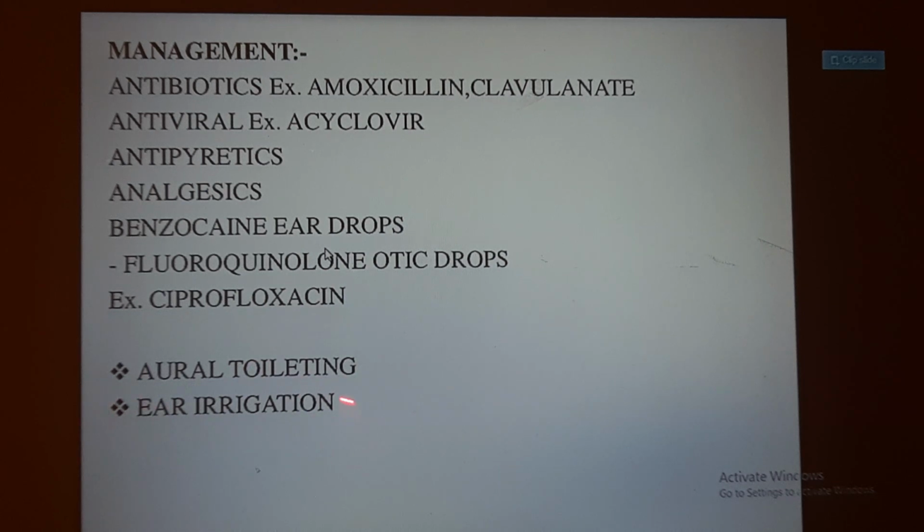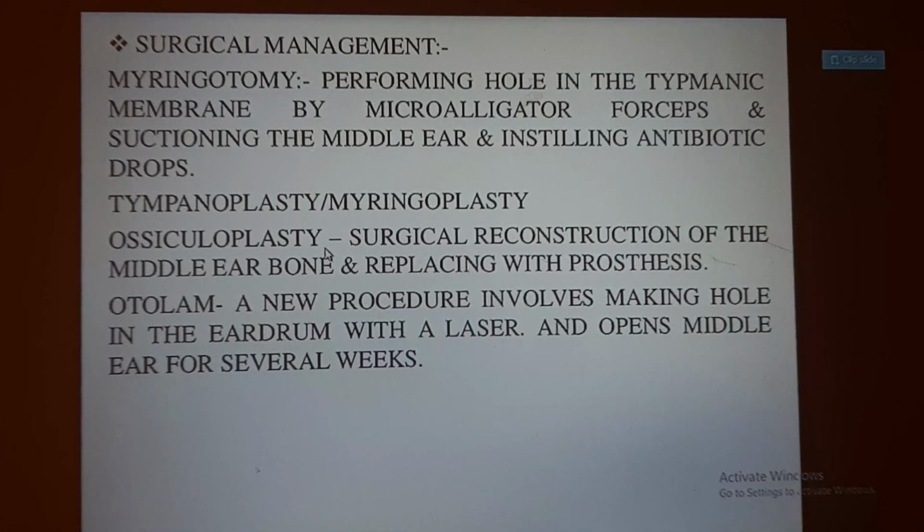The next one is ear irrigation. Ear irrigation is a procedure where you will put in disinfectant solutions and aspirate them back, or irrigation will be done to the ear. The next one is surgical management.